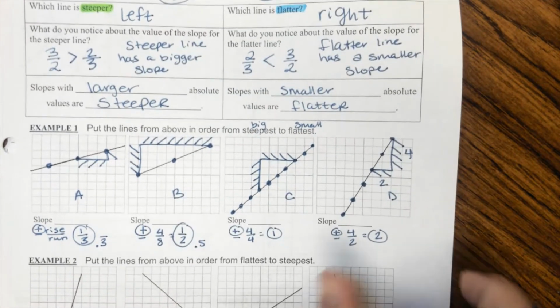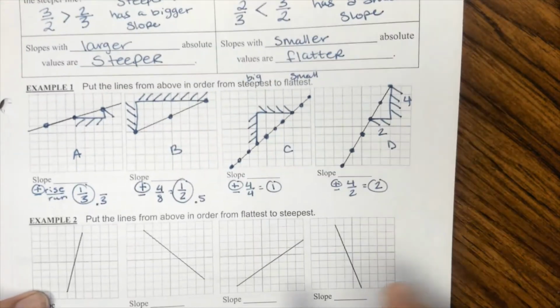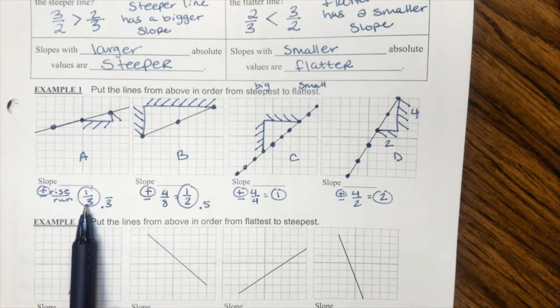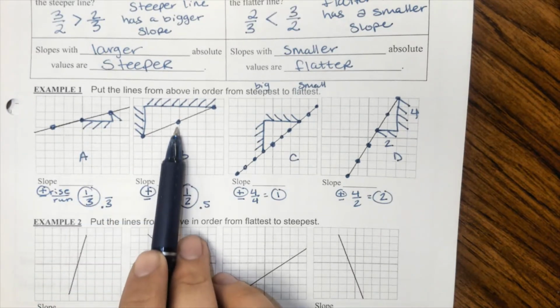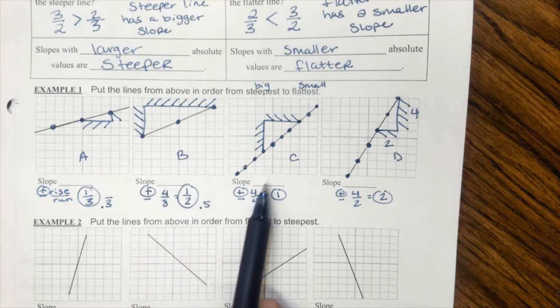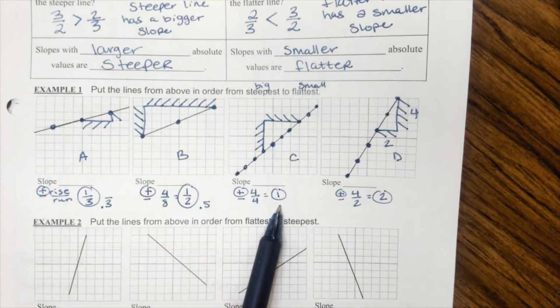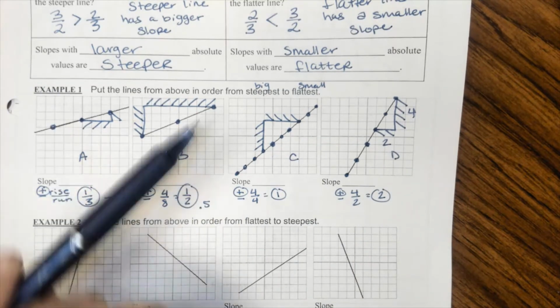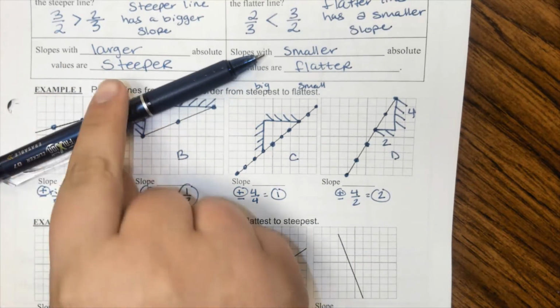Okay, so now that you've paused the video and taken some time, I have found the slope of each of these lines. The slope of the first line was 1/3. The slope of the second line was 1/2. The slope of the third line was 1. And the slope of the fourth line was 2. And these were all positive going from left to right. All of these went up.